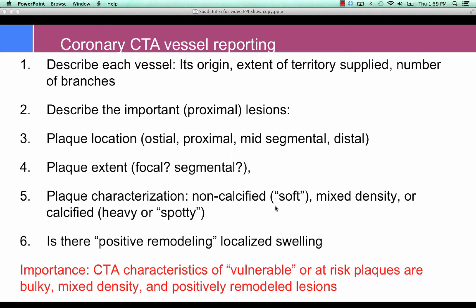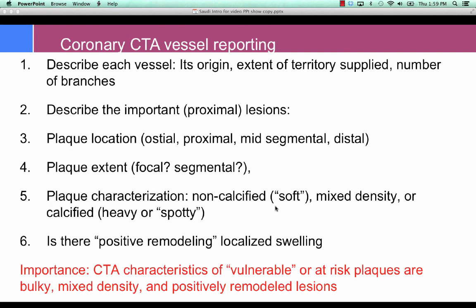Is a lesion ostial? Is it in the mid-segment? Is it distal? Is it a particularly bulky plaque? Is it focal, or is it segmental? All plaques basically are eccentric, so I leave that out of my vocabulary. But I do try to characterize them as non-calcified, mixed density, or calcified, either heavily calcified with confluent calcium, or with spotty calcification throughout the plaque segment.